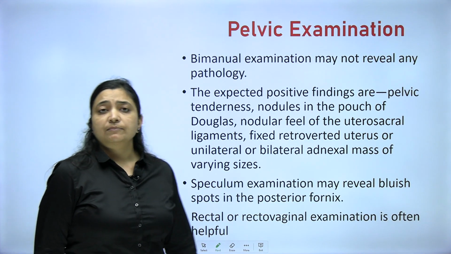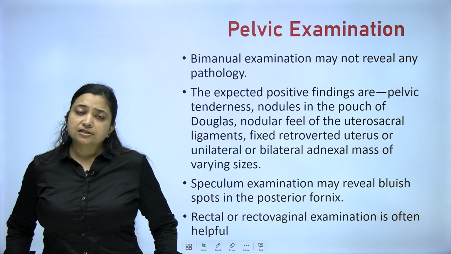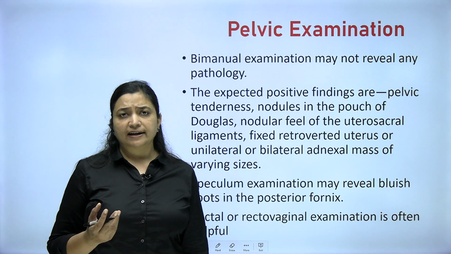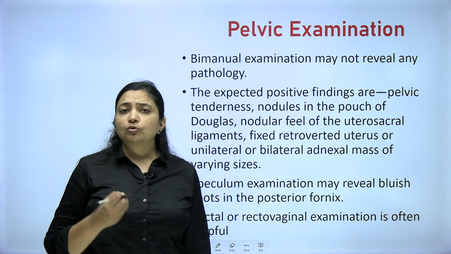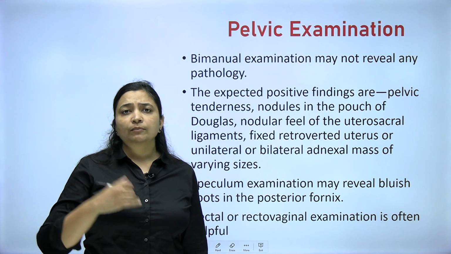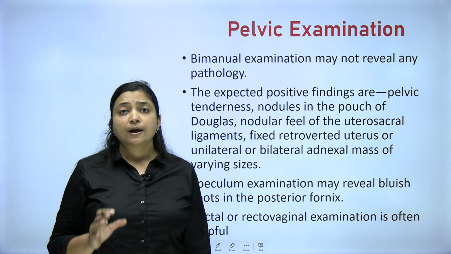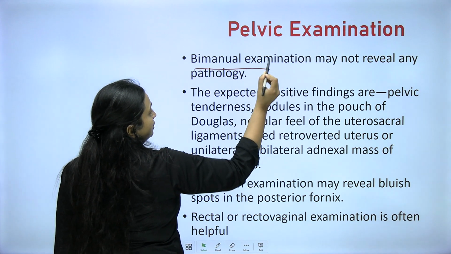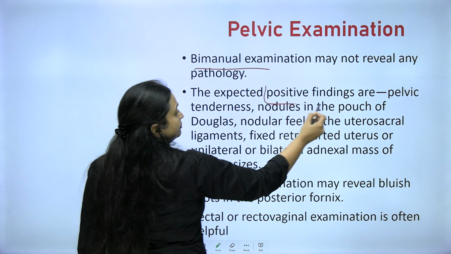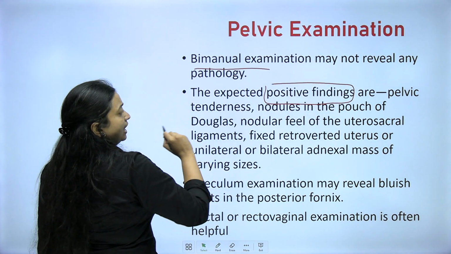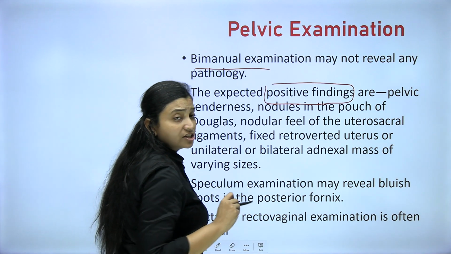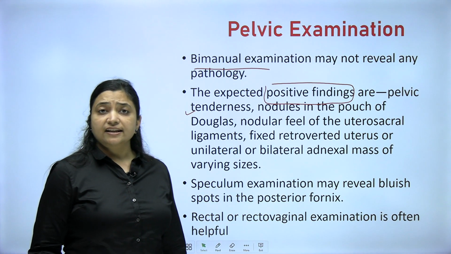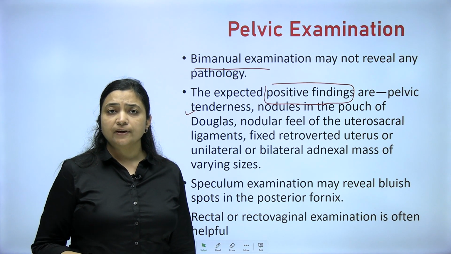Now pelvic examination is very important in cases of endometriosis. In per speculum examination you will generally not find anything. If there is some deep nodule in the POD, you may find a bluish hue, but it is very rare. Per vaginal examination, that is the bimanual examination, some of the positive findings which you find are pelvic tenderness. Patient generally does not allow pelvic examination because it is highly painful. She is suffering from deep dyspareunia.